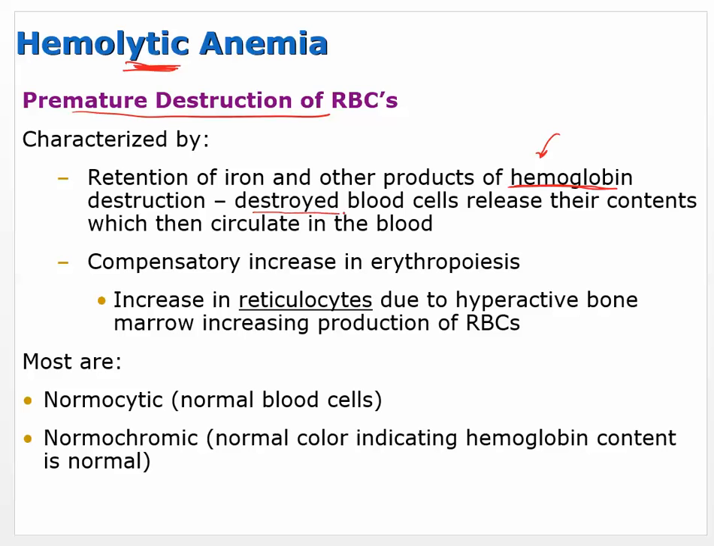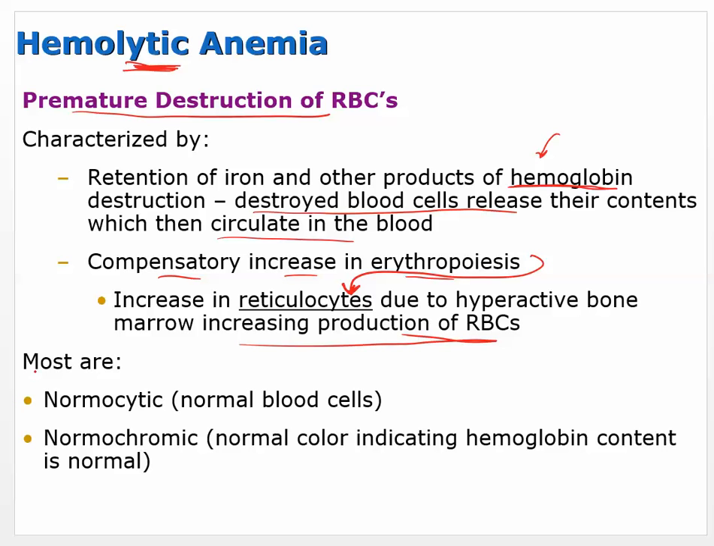So yes, but if it happens in the blood, destroyed blood cells release their contents, which then will circulate in the blood. A compensatory increase in erythropoiesis. Okay, so if we think about what that means, we're compensating, so we're increasing erythropoiesis, which means we're making more red blood cells, which means we are going to find more reticulocytes. Okay, these immature cells have lost their nucleus, but now they're circulating around and they're not mature yet, and so we're going to see an increase in the number of those, and that's due to hyperactive bone marrow, an increase in the production of red blood cells.